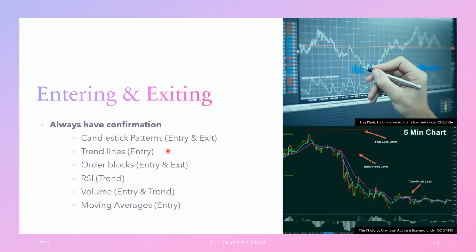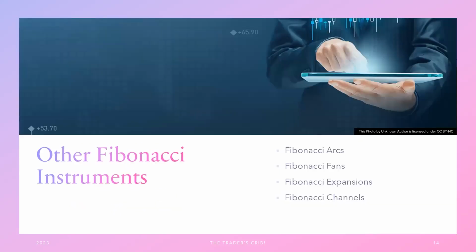Others have used things like trend lines, order blocks, RSI, volume, and moving averages to help enter and exit their trades off of the Fibonacci retracement. Fibonacci is just a way to easily and quickly set up some key support and resistance lines, so it's great for that. And you have to go in and put individual horizontal lines in on your chart.